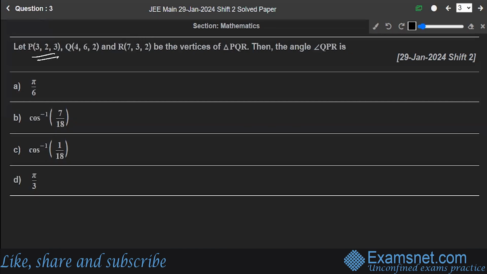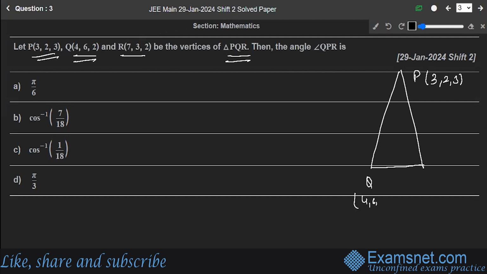Let P be the point (3, 2, 3), Q be the point (4, 6, 2), and R be this point, with these being the vertices of the triangle PQR. Here is the triangle. This is the point P, which is (3, 2, 3), Q is (4, 6, 2), and R is this point. What you have to find out is the angle QPR.